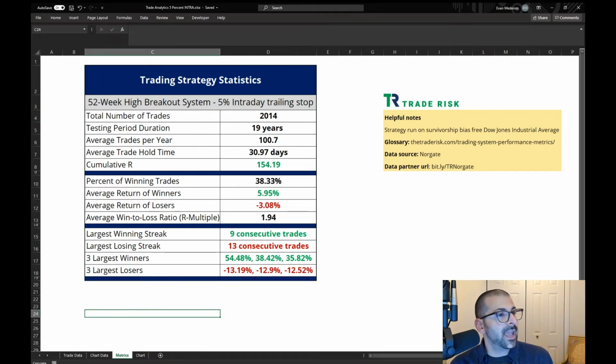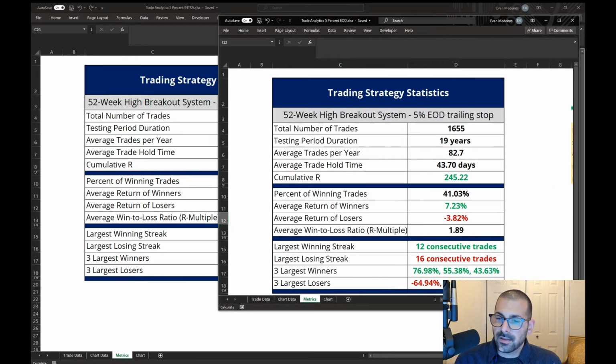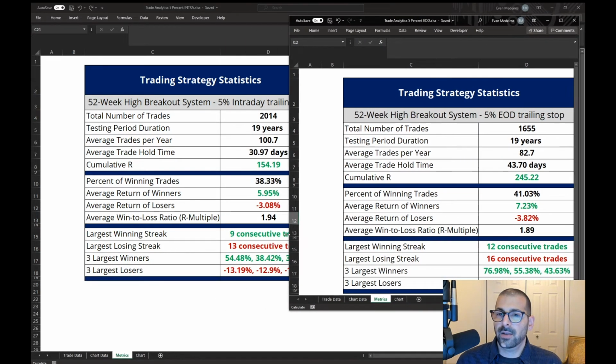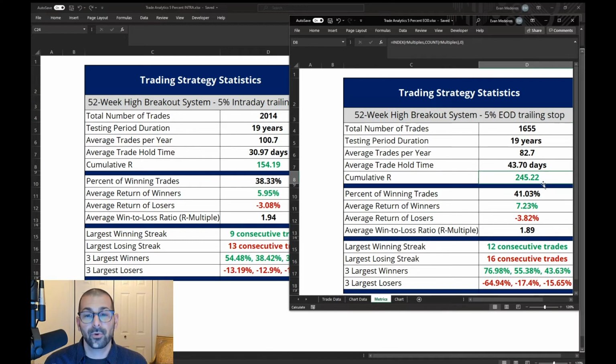Now, let's bring in the end of day component here, right? Take a guess right now which one we think is going to do better in your head before I bring it in. And here it is. So this is the 5% end of day results. And what we have here is a system that takes fewer trades. So 1,655 trades versus 2,082, or 82 trades a year. Average hold time bumps up to almost 44 days. And take a look at this, cumulative R goes to 245. The intraday system is 154. So the end of day 5% trailing stop is once again more profitable.